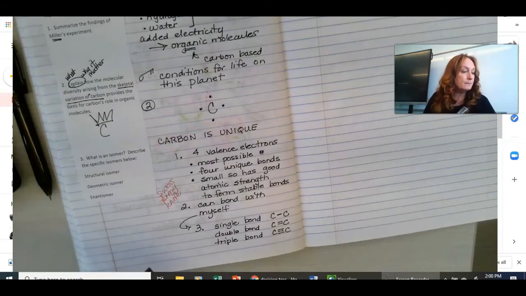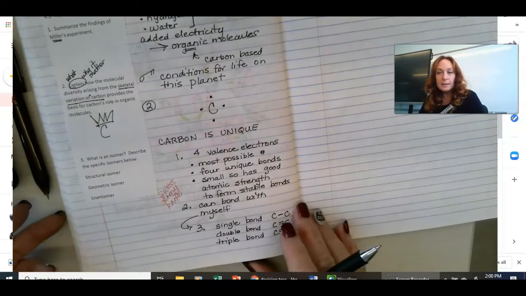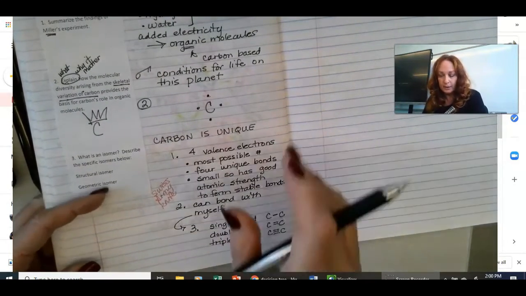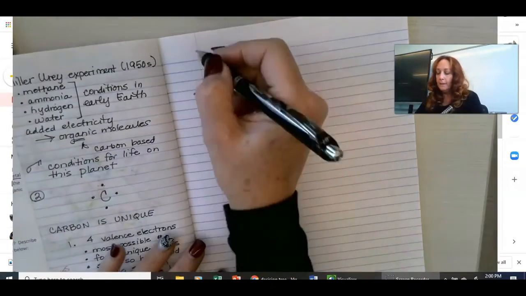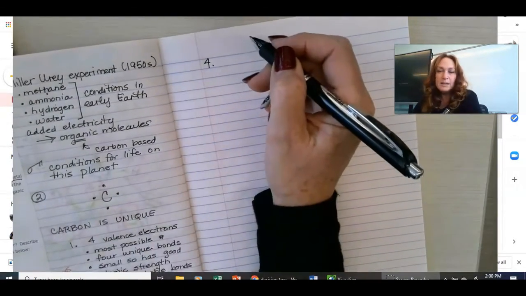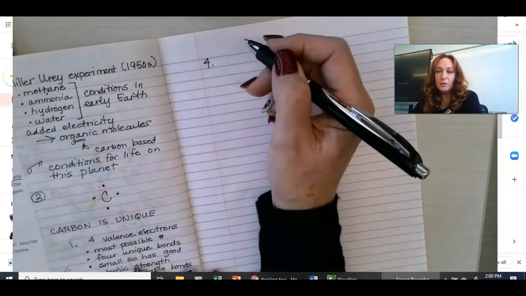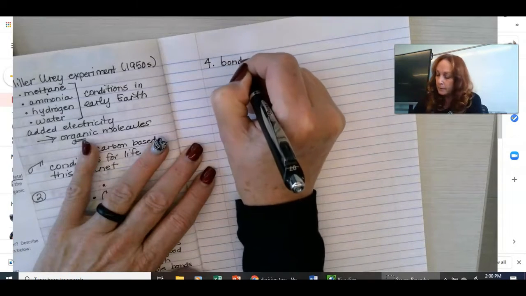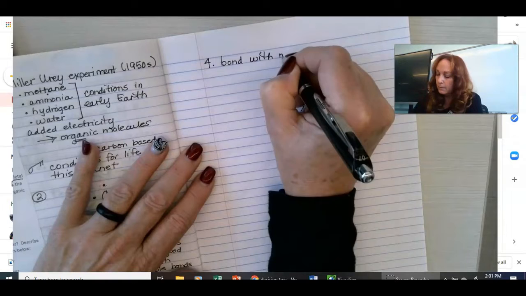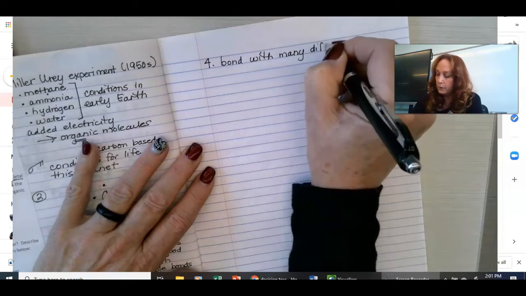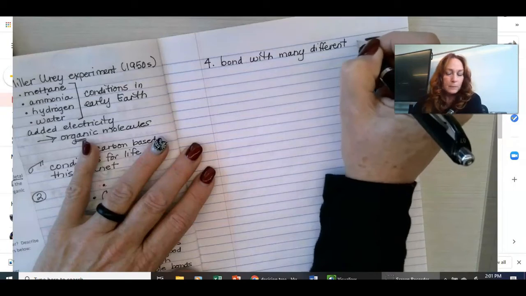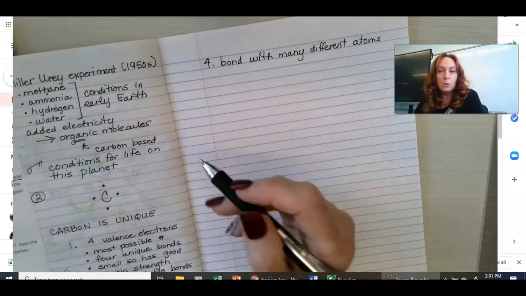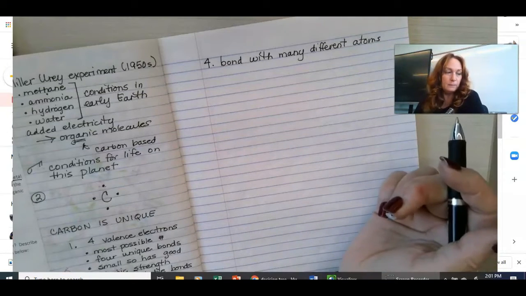Okay, here we go. So it can bond with itself. And then that leads to our third cool thing, which is how it bonds with itself. Then the fourth one, well, does it always bond with itself? No, it can bond with almost anything. So it's going to be able to bond with many different atoms. I always consider it to be an equal opportunity bonder. So it's able to bond with most anything.